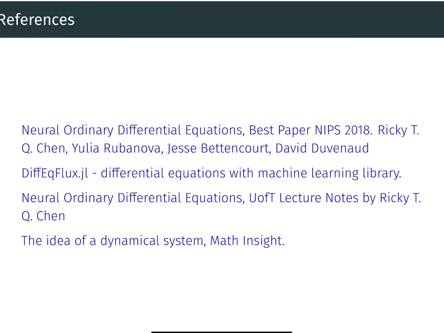So the references here are Neural Ordinary Differential Equations, a paper from 2018 NIPS. This is the DifferentialEquations.jl and Flux library, which is a Julia library that I use for my experiments. Neural ordinary differential equation lecture notes by Ricky T.Q. Chen, who is one of the authors of the Neural ODE paper, and a link to the description of a dynamical system on the Math Insight website.